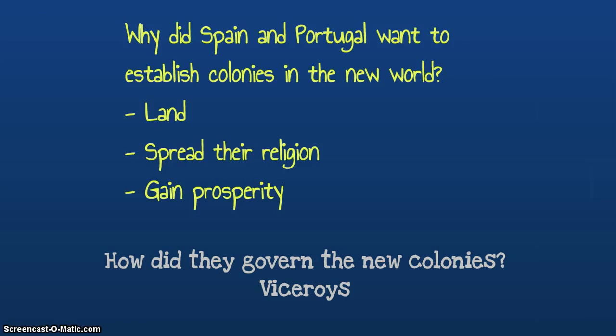And the way they governed their new colonies was appointing people called viceroys, who were supposed to act on behalf of the Spanish government, who reported back to the Spanish government. Kind of like a governor of a smaller area that reports to a larger government.